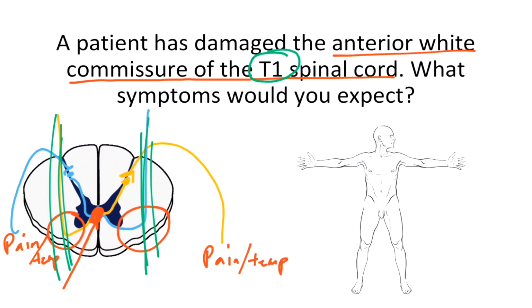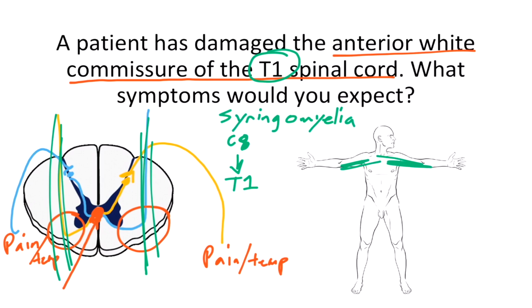A disease that classically causes these findings is called syringomyelia, and this occurs when a syrinx, a fluid-filled cavity, develops in this portion of the spinal cord that we've just talked about, often in the C8 to T1 distribution. So this patient demonstrates the classic syringomyelia of loss of pain and temperature just in the T1 dermatome.